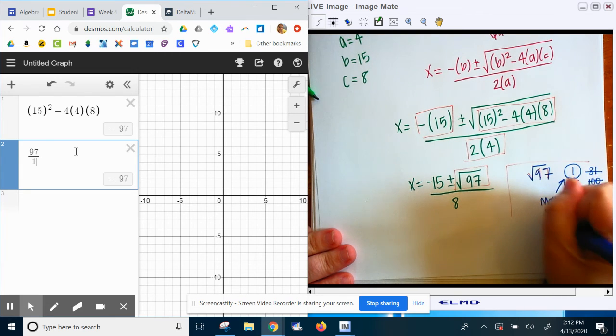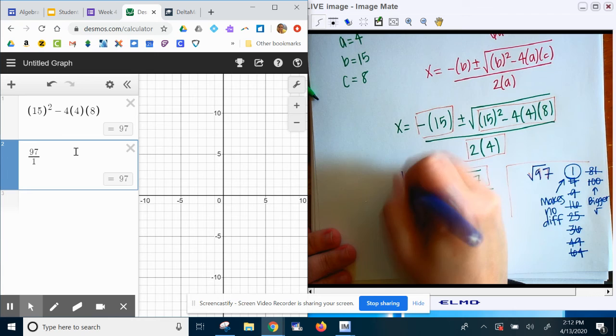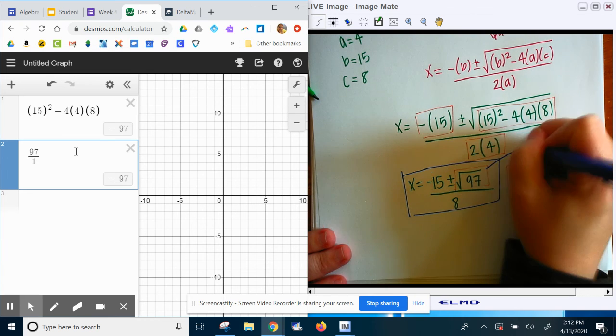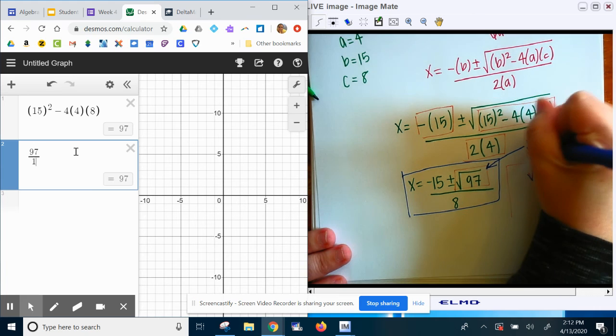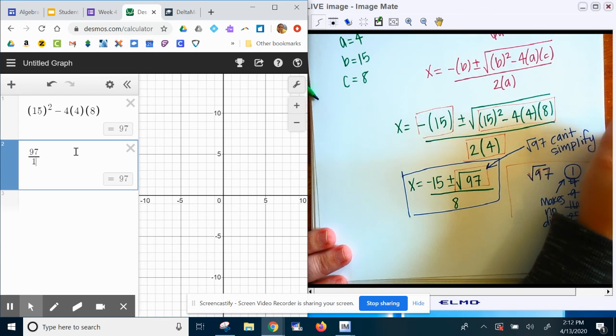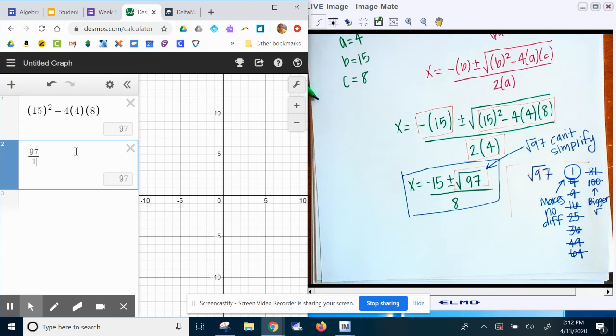So I actually don't need to change this, and this is my final answer. The reason that's my final answer is that the square root of 97 can't simplify. If you ever are doing your perfect square list and the only number that can go into it is 1, it is not simplifiable. You are done with that problem.